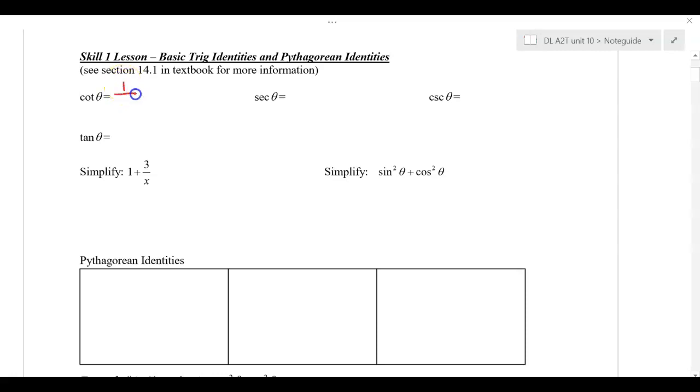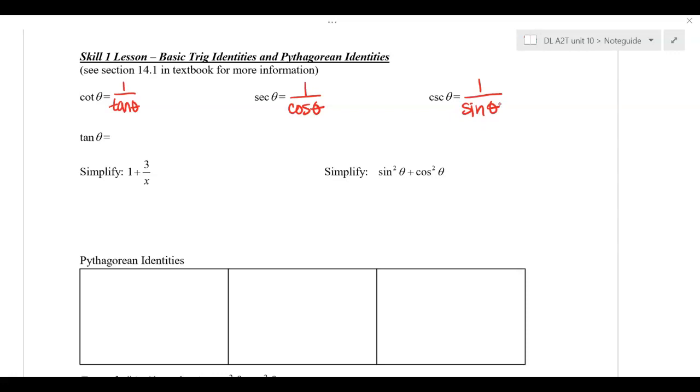Cotangent, just a reminder, is the reciprocal of the tangent. Secant is the reciprocal of the cosine. And cosecant is the reciprocal of the sine. So this means anytime somebody talks about cosecant, I can use a cosecant in what I'm working on, or I could rewrite it as 1 over sine if that becomes simpler for me to do.